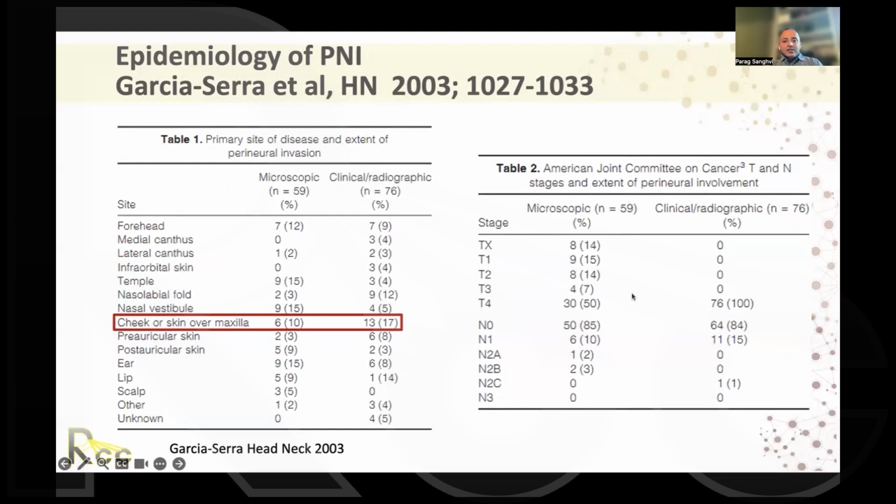Other things that you can see is that locally advanced cancers, particularly T4 tumors, have a predilection for cranial nerve spread. So as we have locally advanced cancer, that's something for us to think about. Nodal disease in itself does not predict perineural invasion. It really is the location of the primary tumor and the extent of the primary tumor.